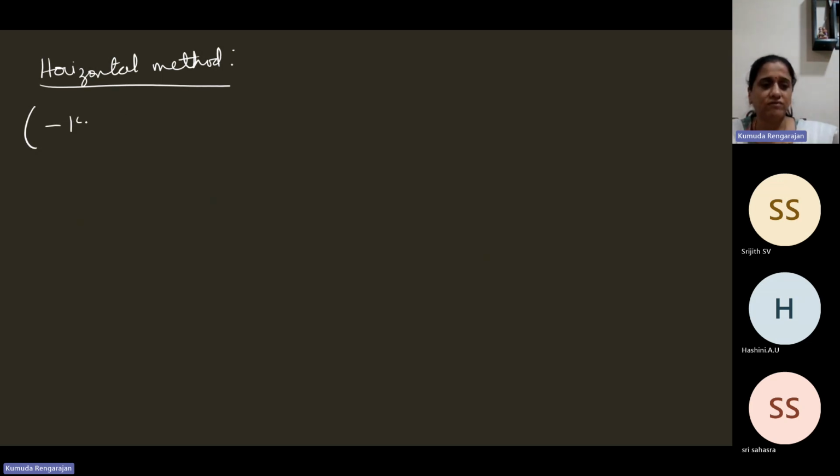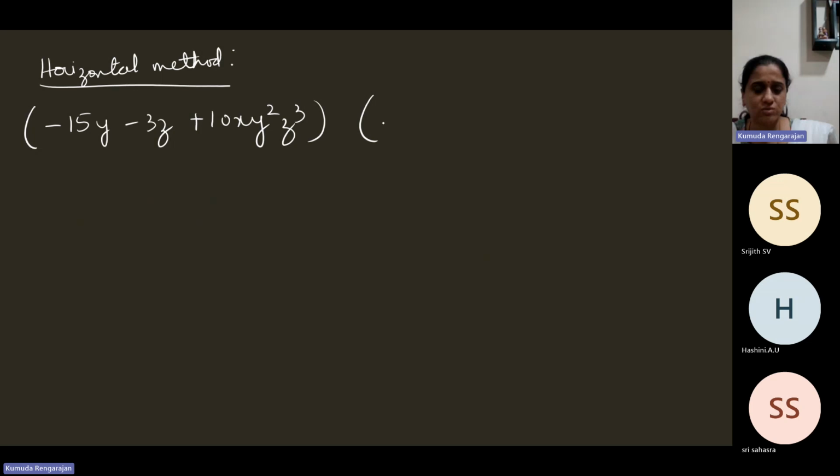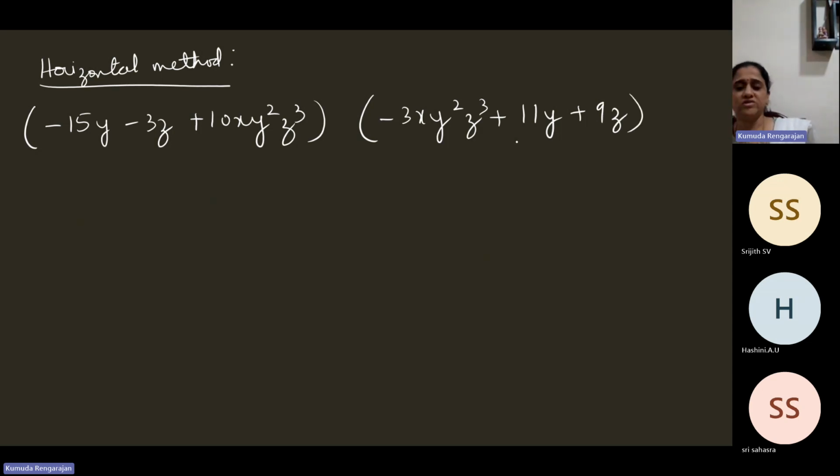So minus 15y minus 3z plus 10x y squared z cubed. This expression in one bracket, this is after from, so we write that first. And then the other expression is minus 3x y squared z cubed plus 11y plus 9z. These are the two expressions. We need to subtract. So we take a minus sign in the middle.